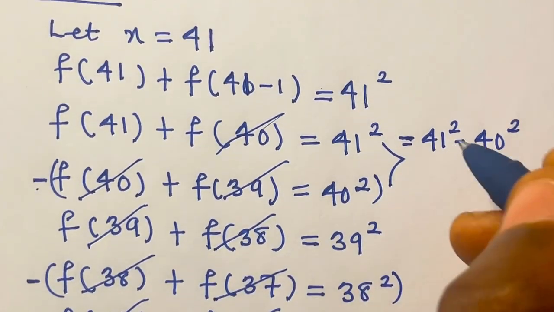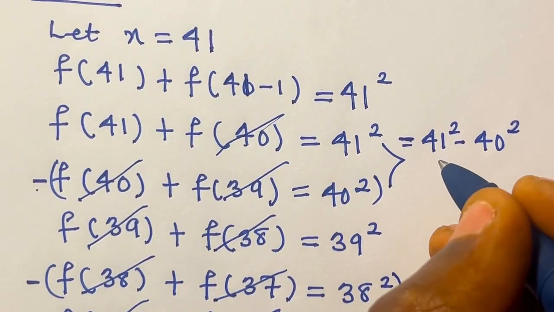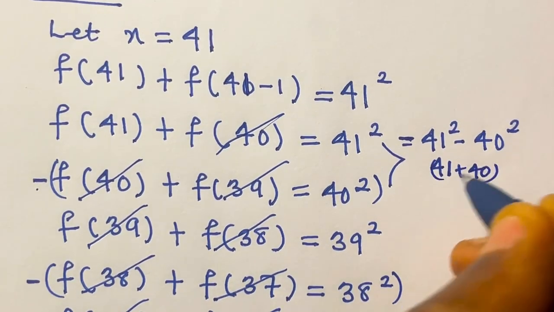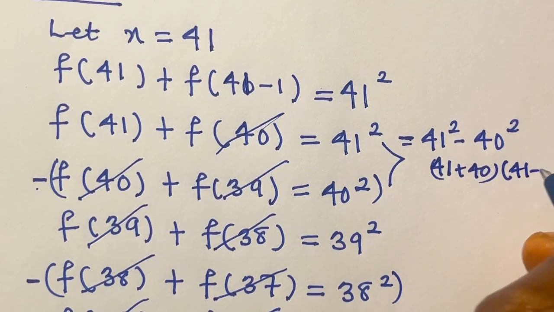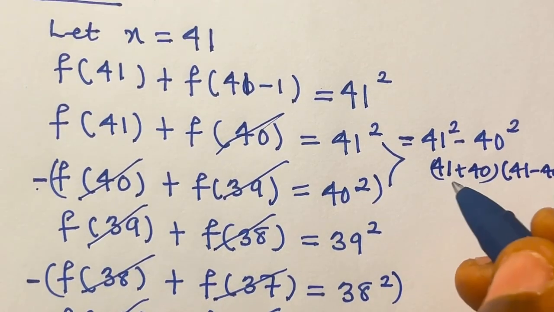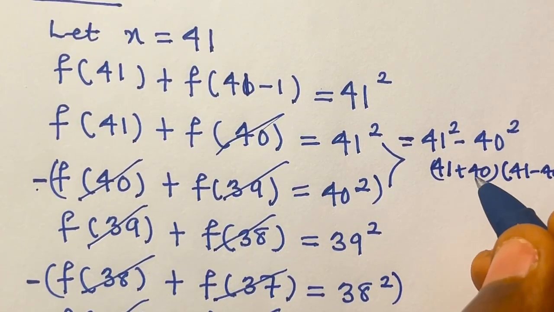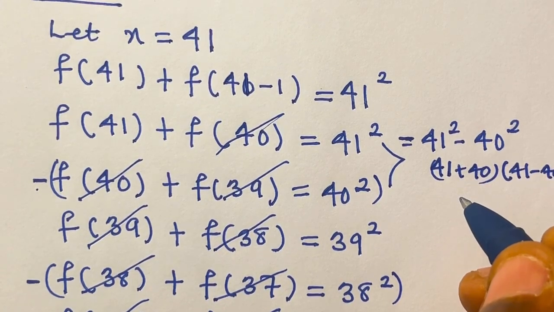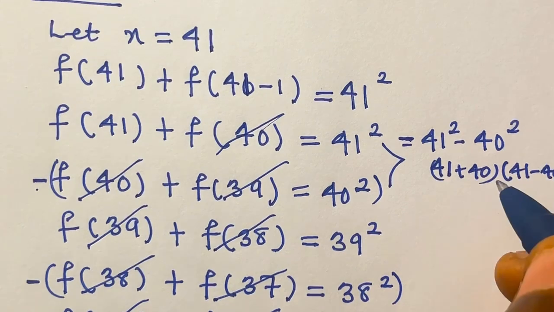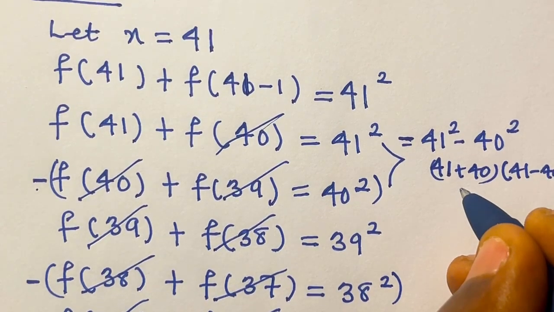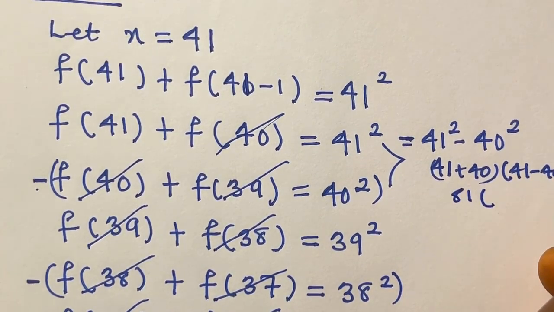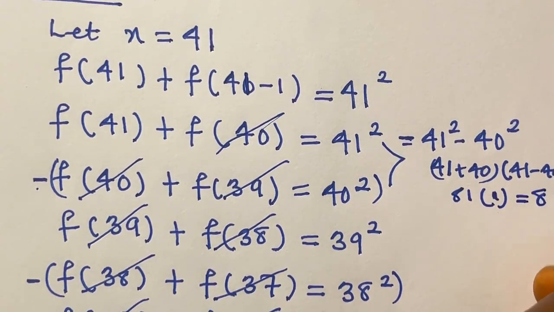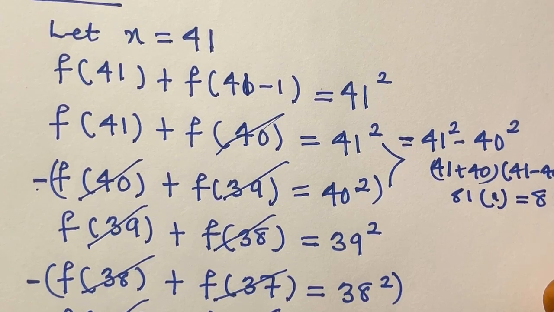So which is difference of two squares. What it means is that we have 41 plus 40 times 41 minus 40. So we have 41 plus 40, we have 81. Then 41 minus 40, we have 1. So the entire of this is 81.